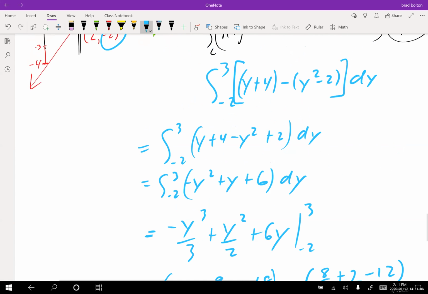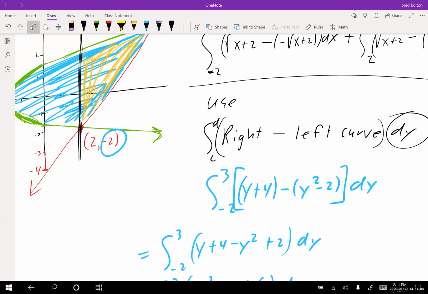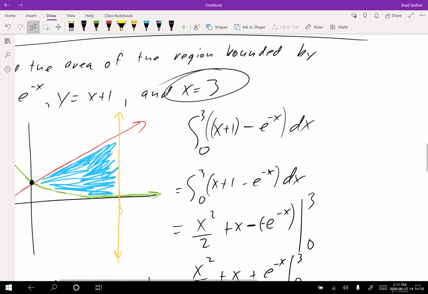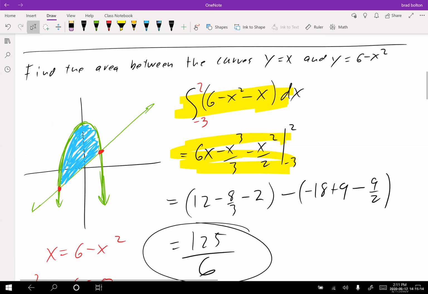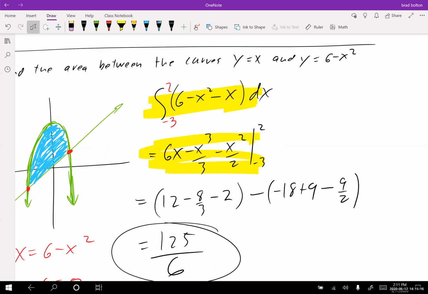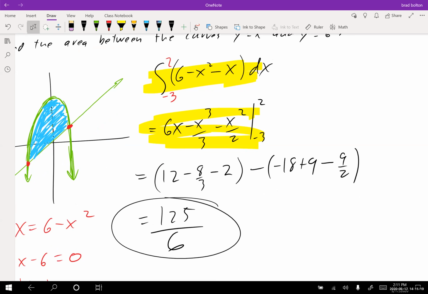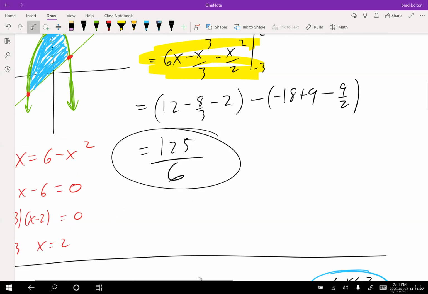Now if you look at this shape, you see this shape here? Let's go way back up here. Doesn't it kind of look like the same shape? And look at what we got, 125 over 6. So there's something you got to be careful of with that. But remember, sideways area is the same as up and down area. It's still the same shape. It's just vertical versus horizontal.